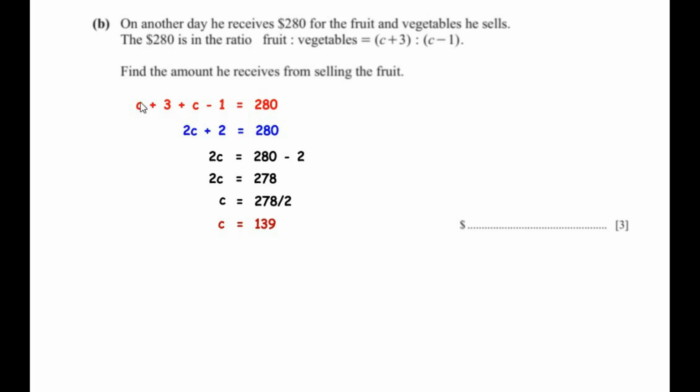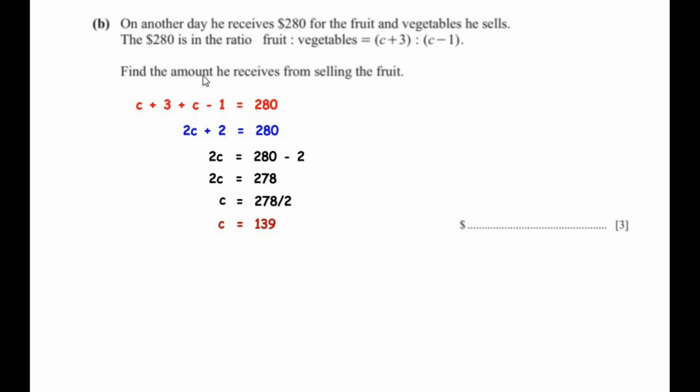Now here C and C are two like terms, so we are going to add them together, giving us 2C, and plus 3 minus 1 gives us plus 2 is equal to 280. Now taking this plus 2 on the other side of the equal to sign, we get 2C is equal to 280 minus 2, giving us 2C value as 278. Now this 2 we are going to take on the other side such that it divides 278. So we got the value of C as 139.